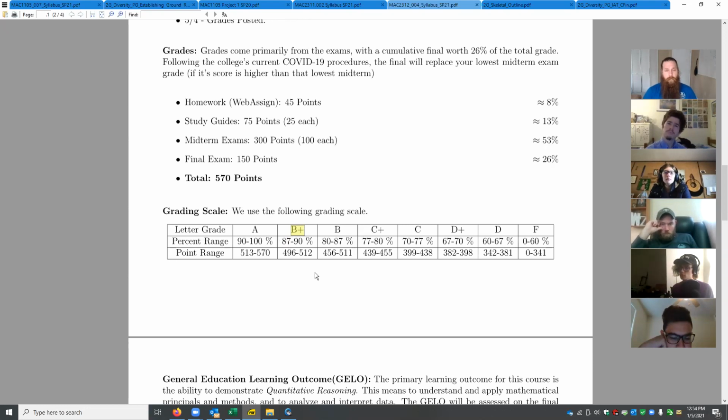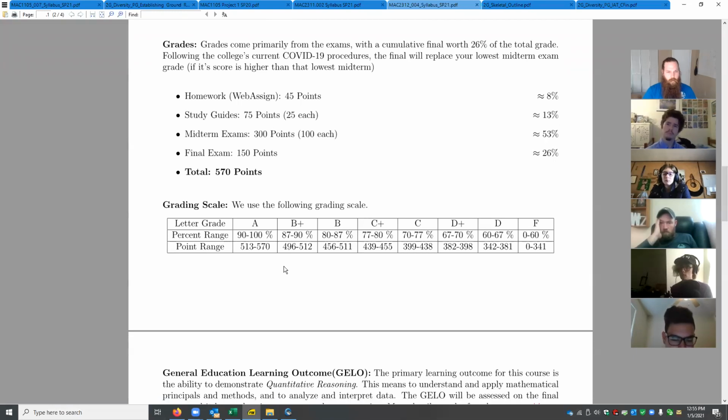One of the things people often ask me at the end of the semester is, if I have an 89.75, is that going to be rounded up to an A? Yes, it will. If you're within 0.5% of the next letter grade, I will always round up. If you're within 1% of the next letter grade, then it's a maybe situation depending on your exam average. But yeah, that's the grade and point breakdown.